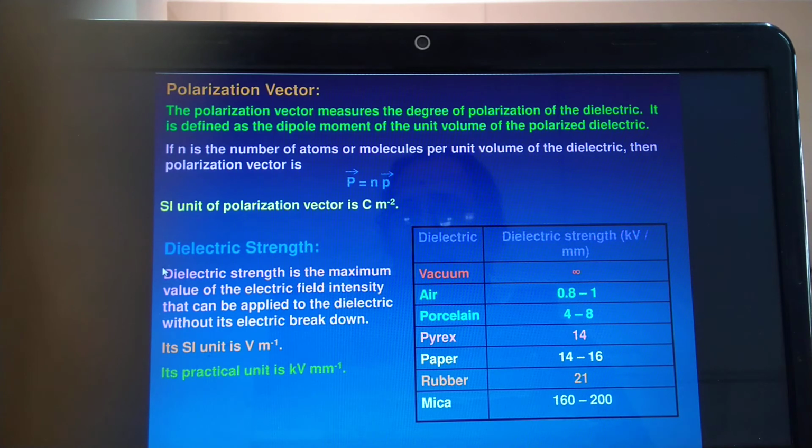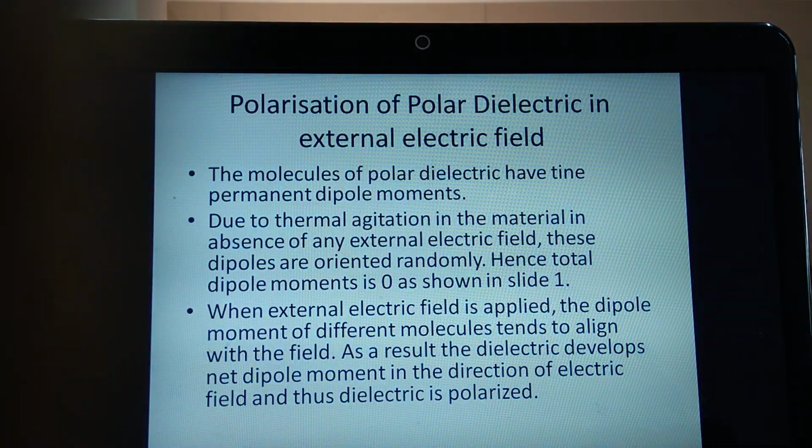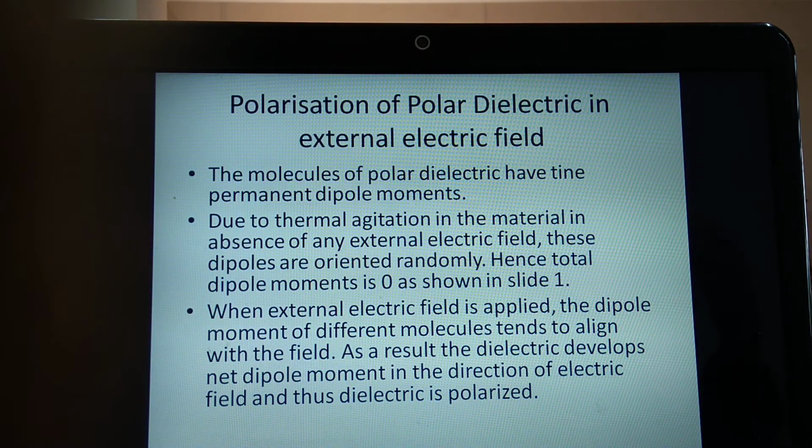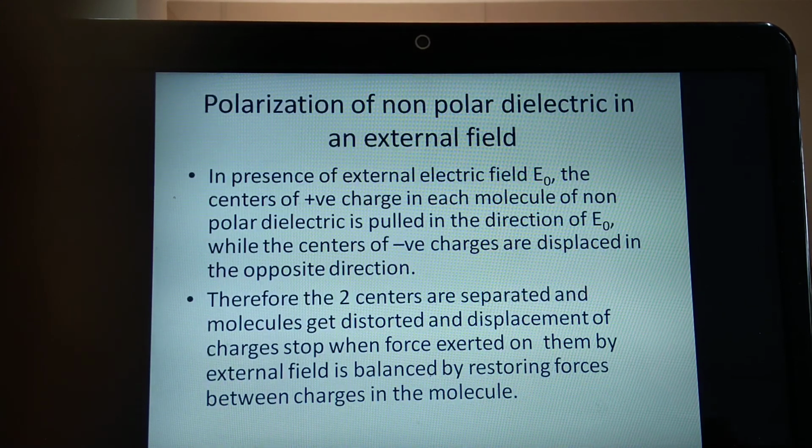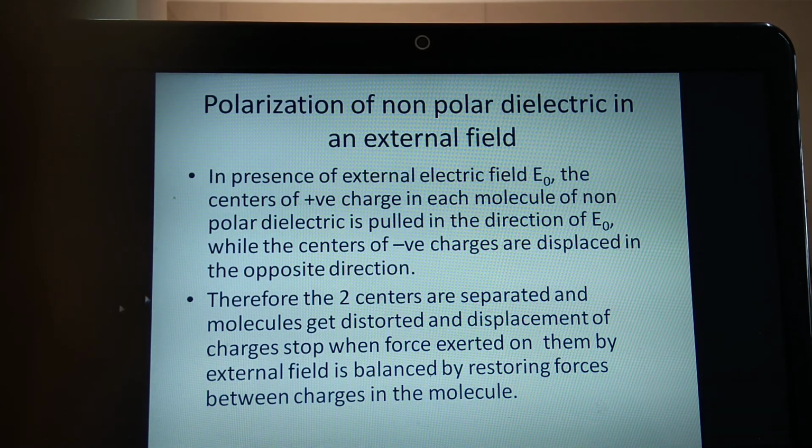Now this dielectric has a strength. Dielectric strength is the maximum value of electric field intensity that can be applied to the dielectric without its electric breakdown. That is called the strength of the dielectric. Using that strength of dielectric, we can now consider how the dielectric effect will go on reducing. That is shown here.